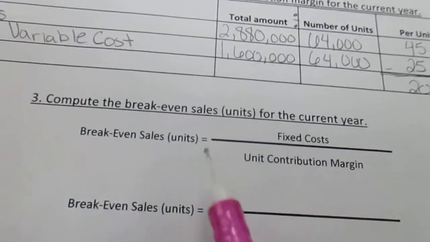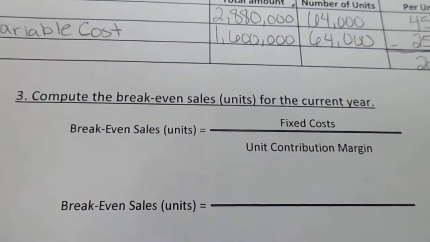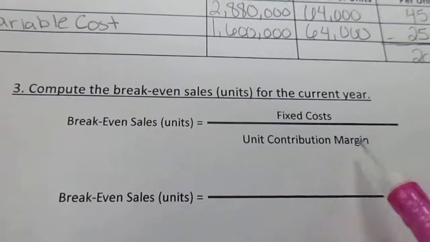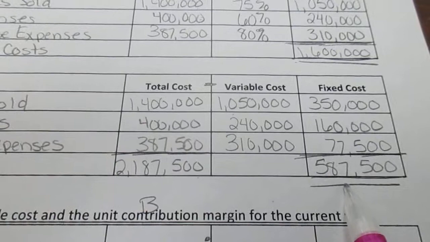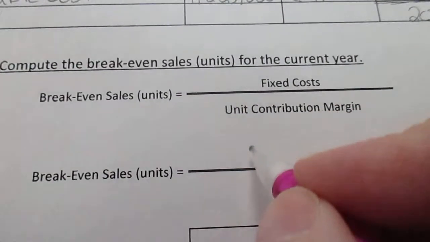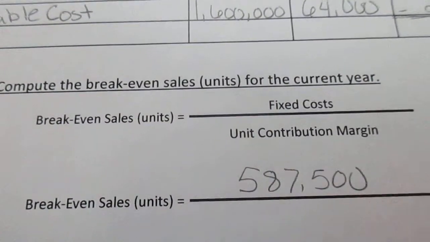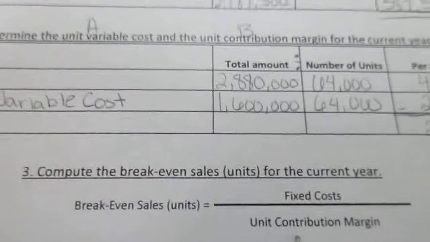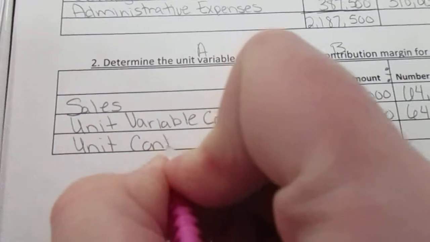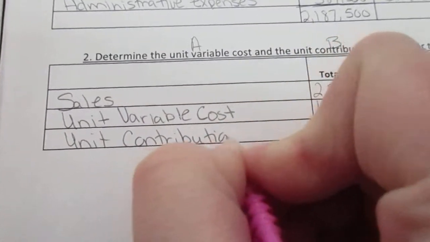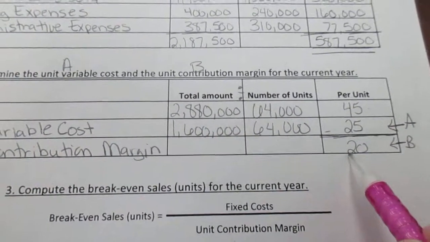Now, step 3 is compute the break-even sales units for the current year. And I put the equation for the break-even equation right here on your paper. You're welcome. So we're going to take our fixed cost, which up here we calculated at $587,500, divided by our unit contribution margin, which we did not label up here. Sorry about that. Which we know is $20.